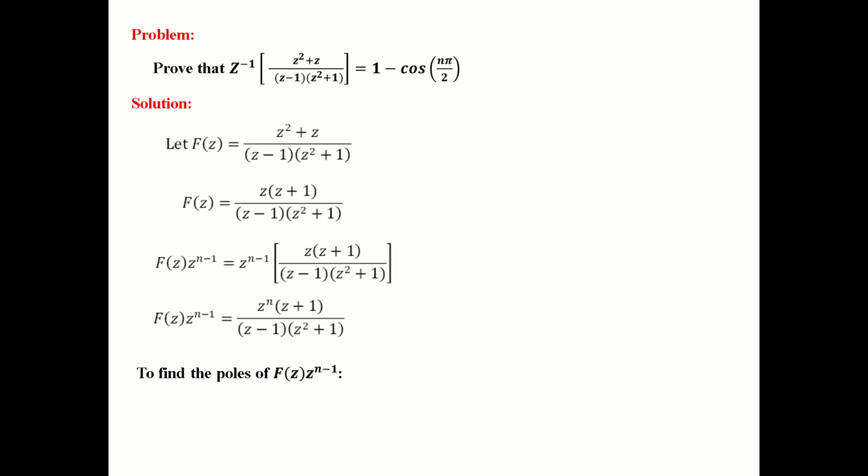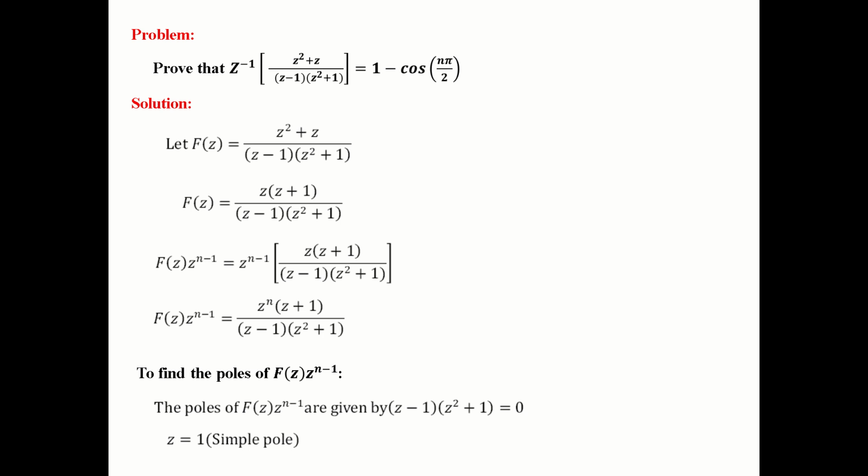Now to find the poles of F of z into z power n minus 1, for that, take the denominator and equate the denominator function to 0. So the poles of F of z into z power n minus 1 are given by (z minus 1)(z square plus 1) equal to 0. Therefore, first factor, z minus 1 equal to 0 means z is equal to 1. A simple pole, order is 1 because z minus 1 power 1.